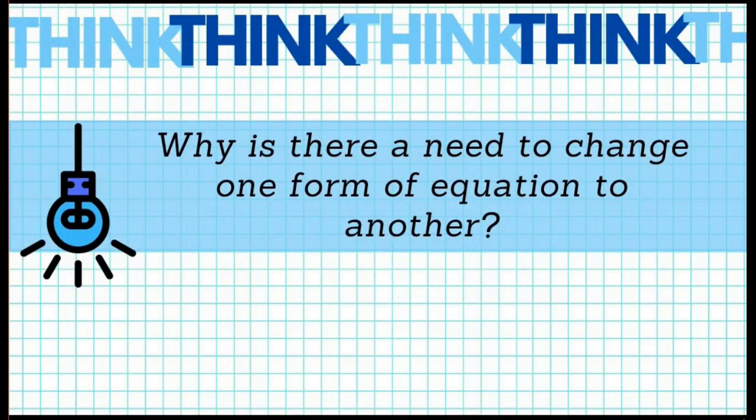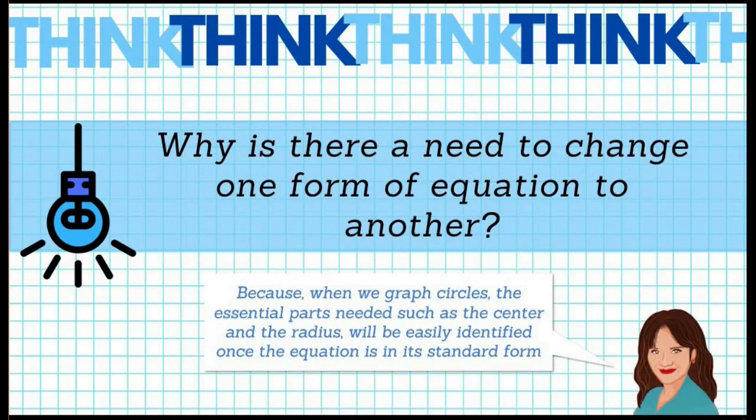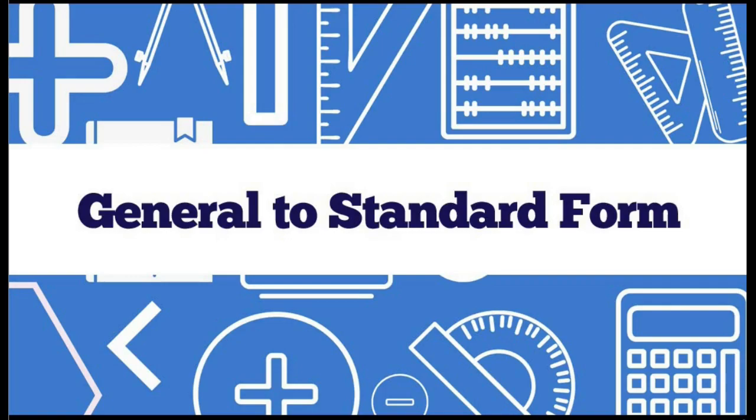Moving on, let's try to answer this question. Why is there a need to change one form of equation to another? Specifically, why do we need to know how to transform general to standard form? The answer is because when we graph circles, the essential parts needed, such as the center and the radius, will only be easily identified once the equation is in its standard form. Let's now have examples on how to transform general to standard.